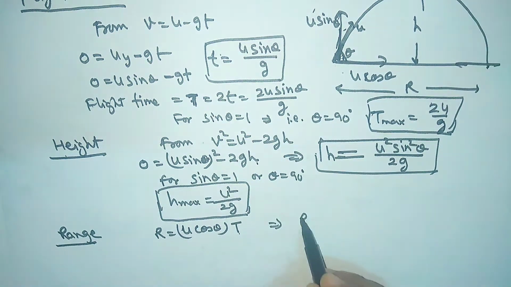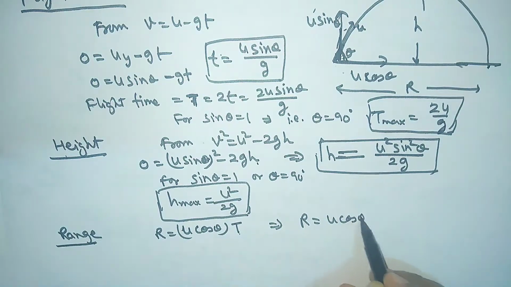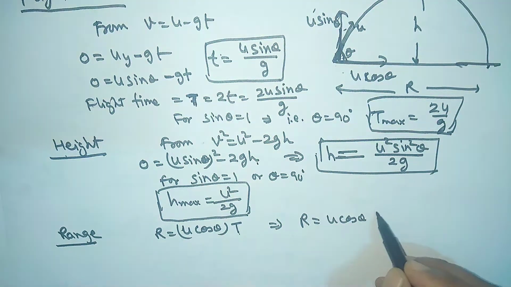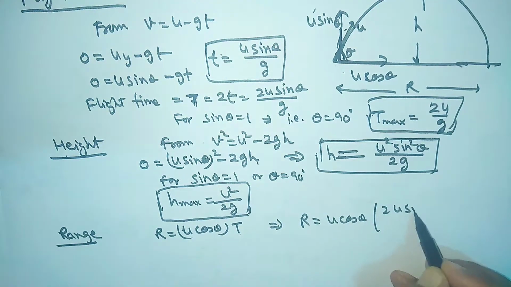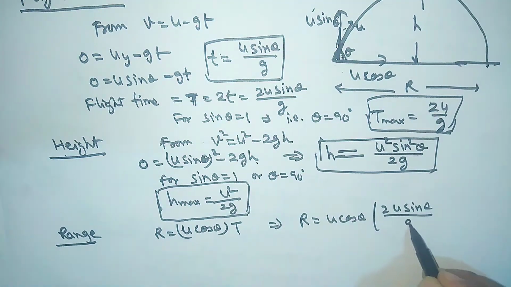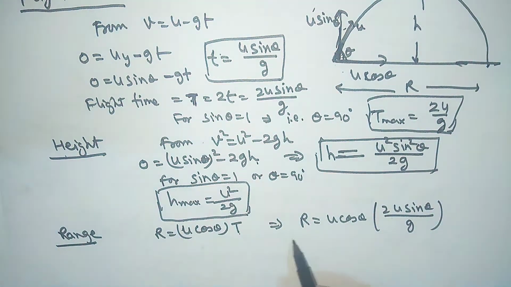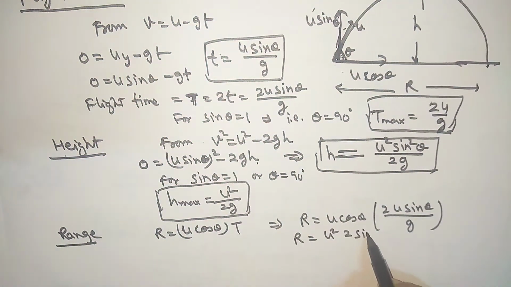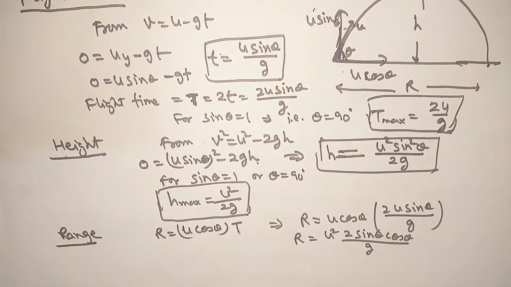So r is equal to u cos theta, and put the value of t from here: 2u sin theta upon g. Or we can write r is equal to u, it is u square, u square 2 sin theta cos theta upon g. Okay, u square 2 sin theta cos theta.